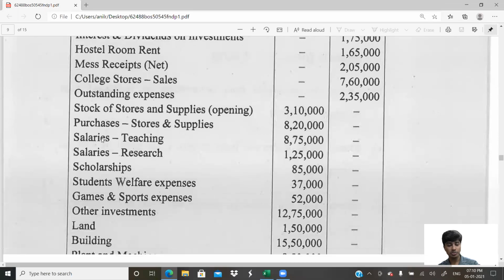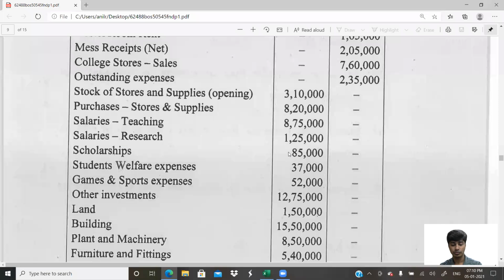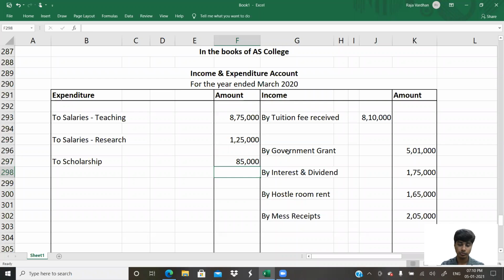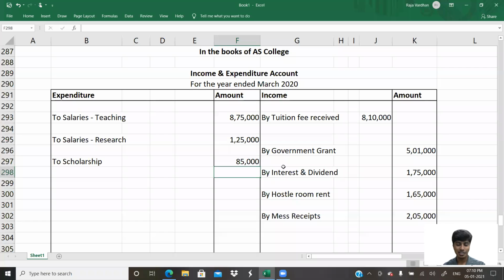Okay. After that, scholarship. Scholarship given is also an expense. How much is it? 85,000. So I'll write scholarship 85,000 on the expenditure side. Then we have student welfare expenses, that is 37,000. For the welfare of students, the college has incurred expenditure. Don't ask which college will incur expenditure. All the colleges will. How much is student welfare expenses? 37,000. What do we have after that? Games and sports expenses, 52,000.